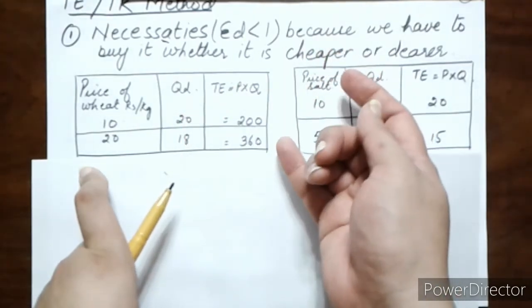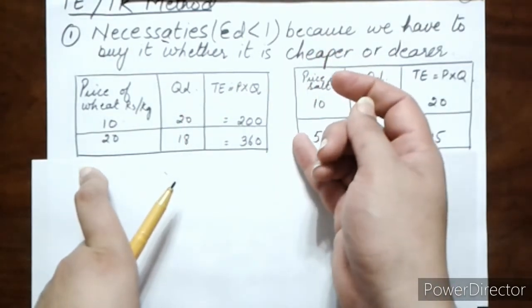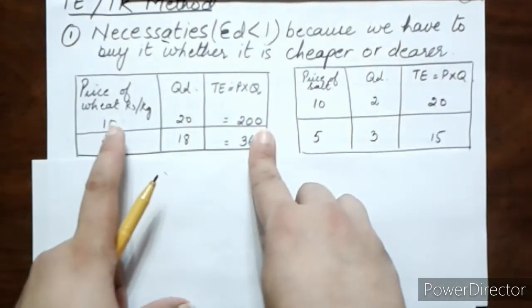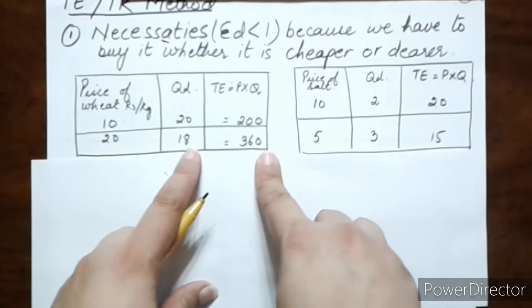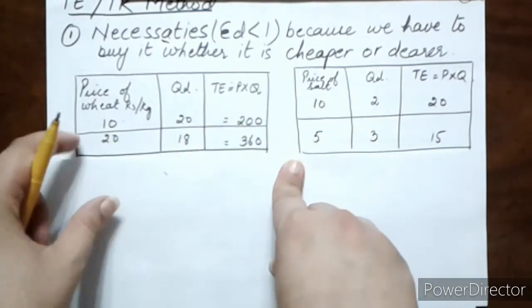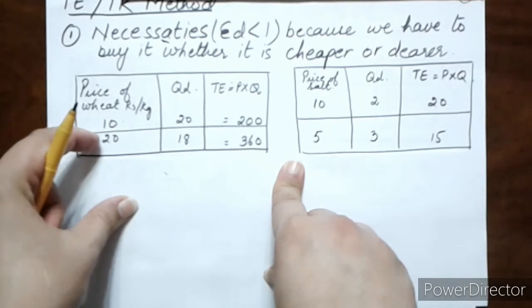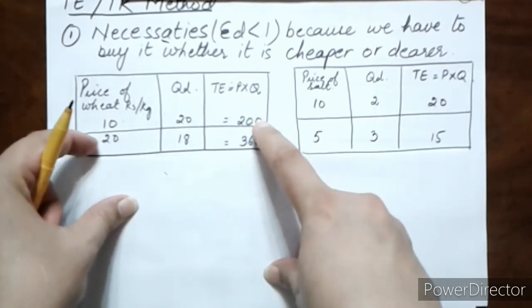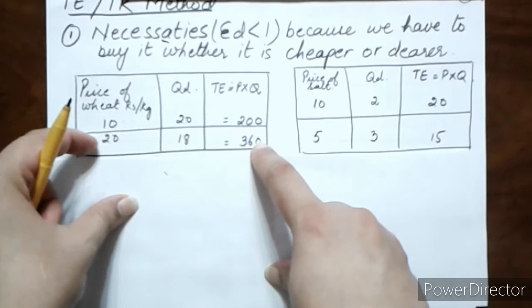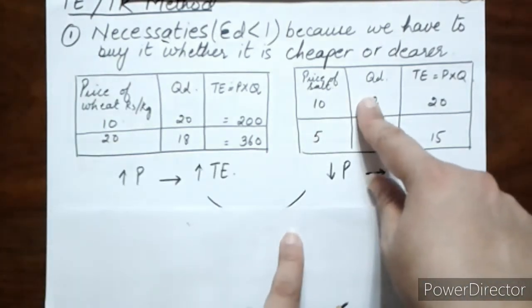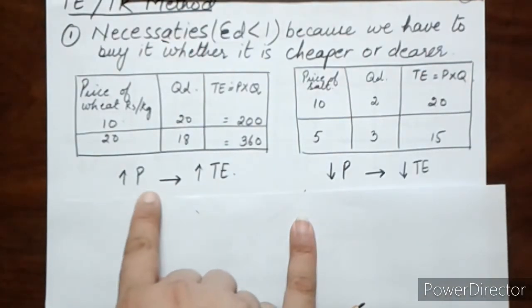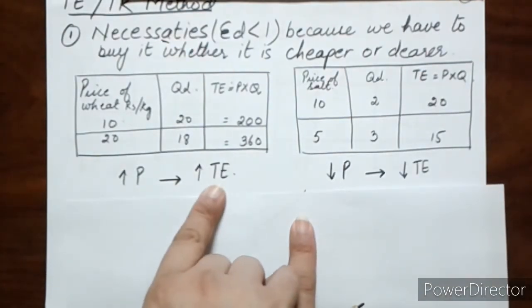How do you find total expenditure? You find how many are you buying and at what price, so you multiply both of them. So 10 times 20 is 200, 20 times 18 is 360. Now what does this mean? You see, if price has risen, so has our total expenditure. Price rises, total expenditure also rises in case of necessities. We can summarize it like this: rise in price causes increase in total expenditure.